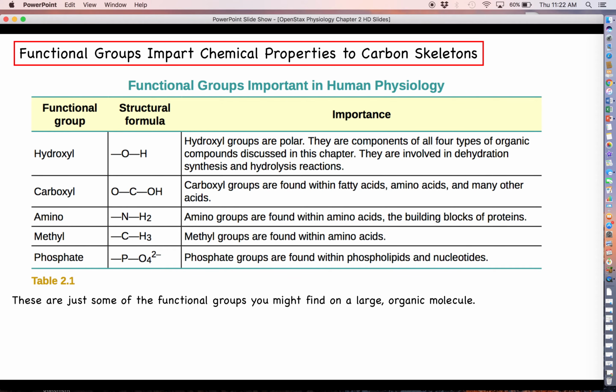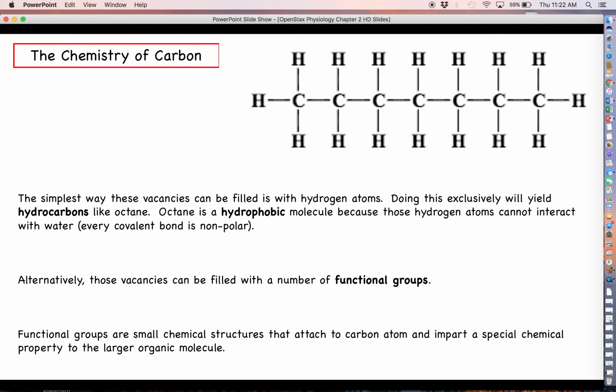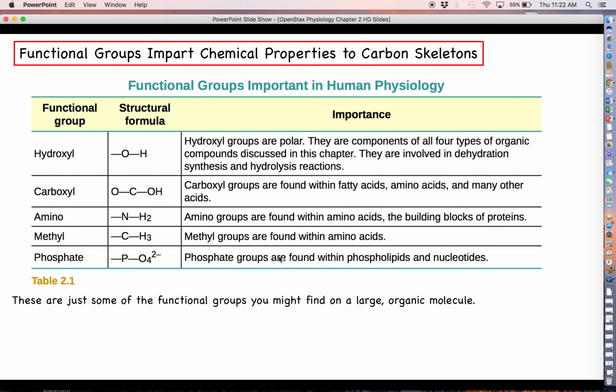The first one you'll notice is called a hydroxyl group. Hydroxyl groups are actually polar. So the idea here is that if you go back to this hydrocarbon molecule and you start replacing some of those hydrogen atoms with hydroxyl groups, well, that molecule, as you add more and more OH groups, is going to become more and more polar because hydroxyl groups are polar. So they impart polarity and hydrophilicity to the molecule of which they are a part.